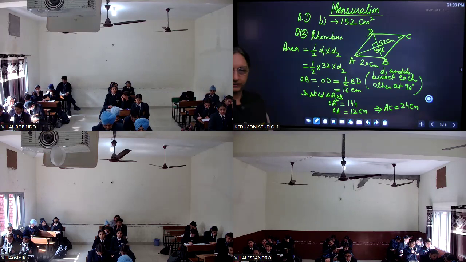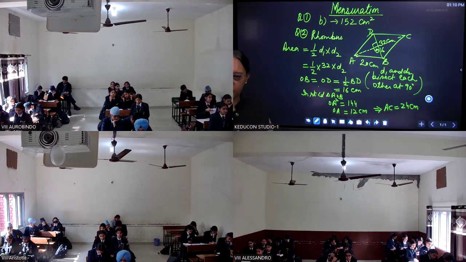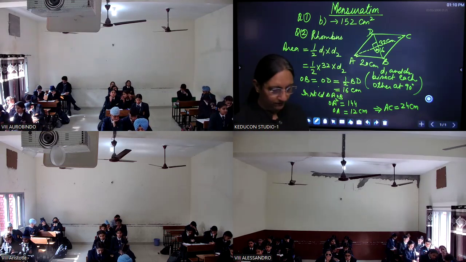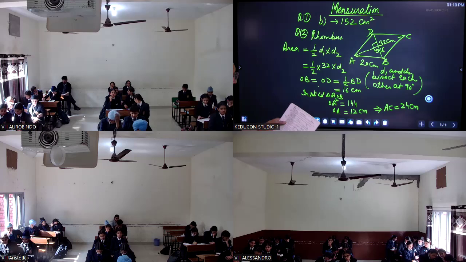Half into 24 into 32 equal to 384. Okay. Now you can apply the formula of area of rhombus. That will be coming out to be 384 centimeter square. E option.